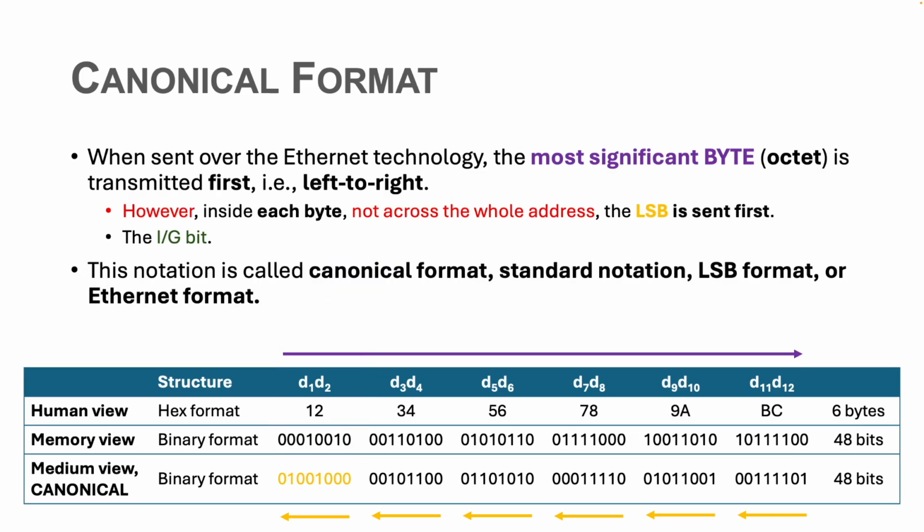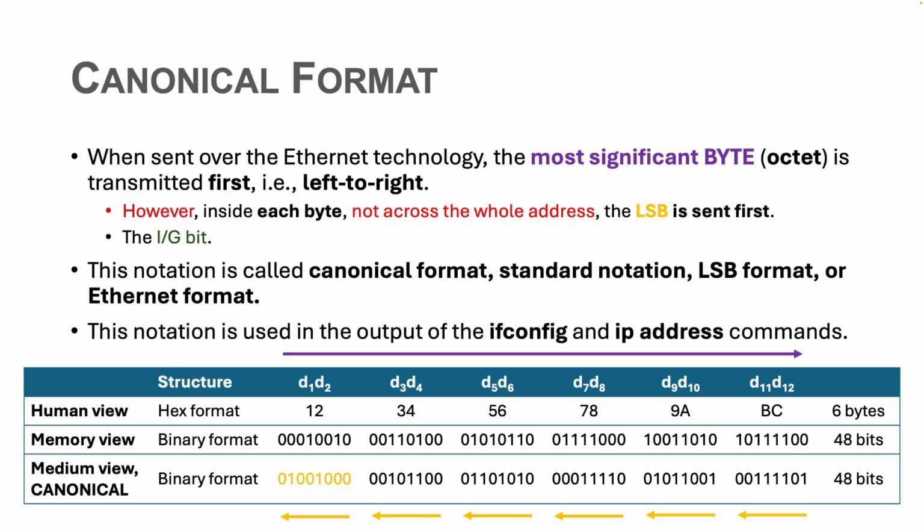This notation is called canonical format of MAC addresses, also known as the standard notation, the LSB format, or the Ethernet format. Last but not least, this standard notation is used, for example, in the output of the ifconfig and ip address commands.